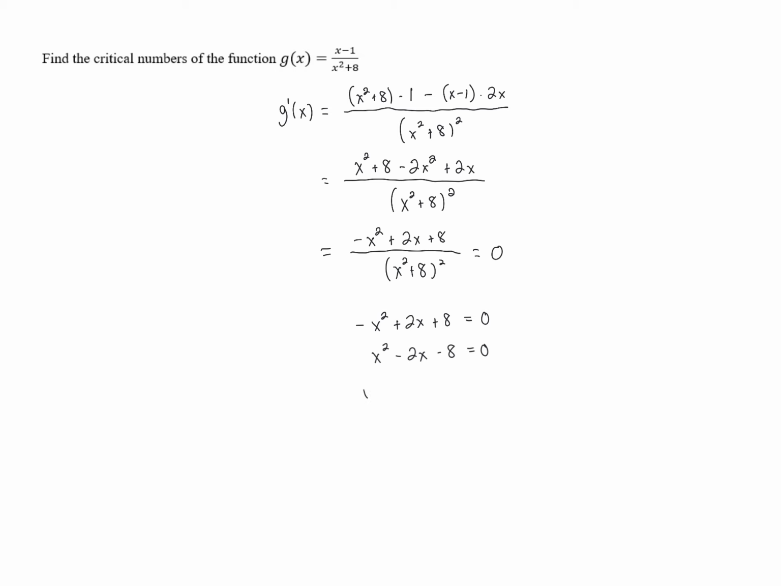And this is quite easily factorable. This is x minus 4 times x plus 2 equals 0. And if we take each of these and set them equal to 0 and solve, we get x equals 4 or x equals negative 2. These are our critical numbers for this function.